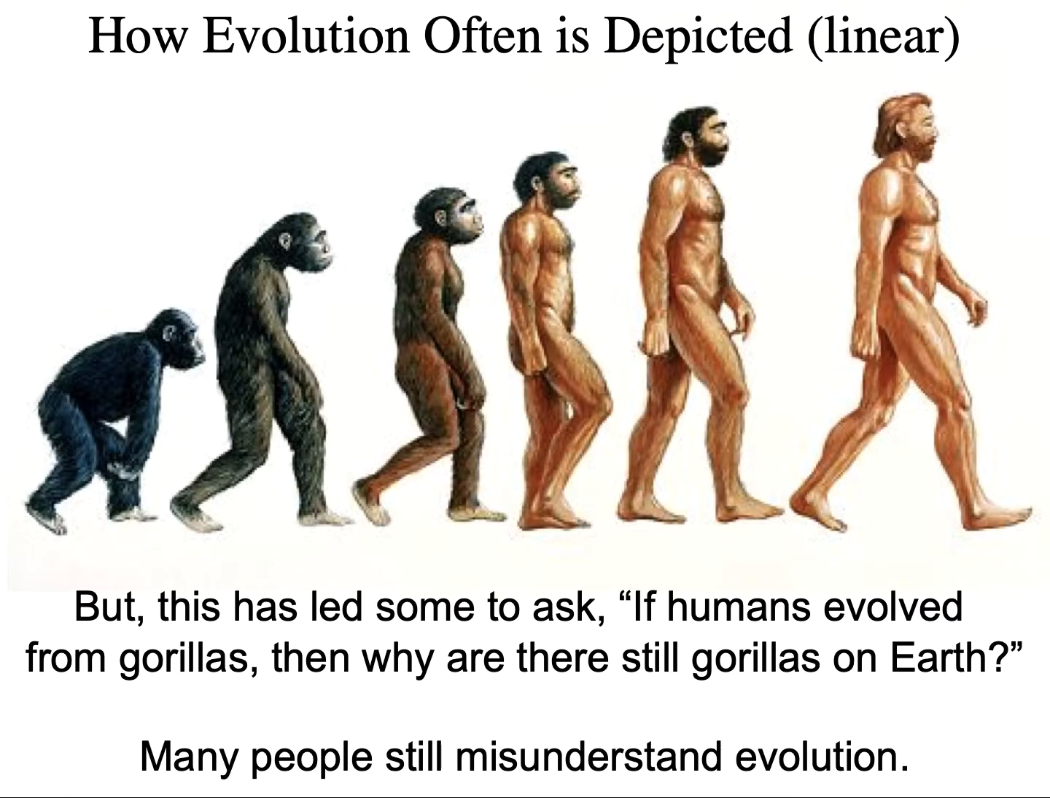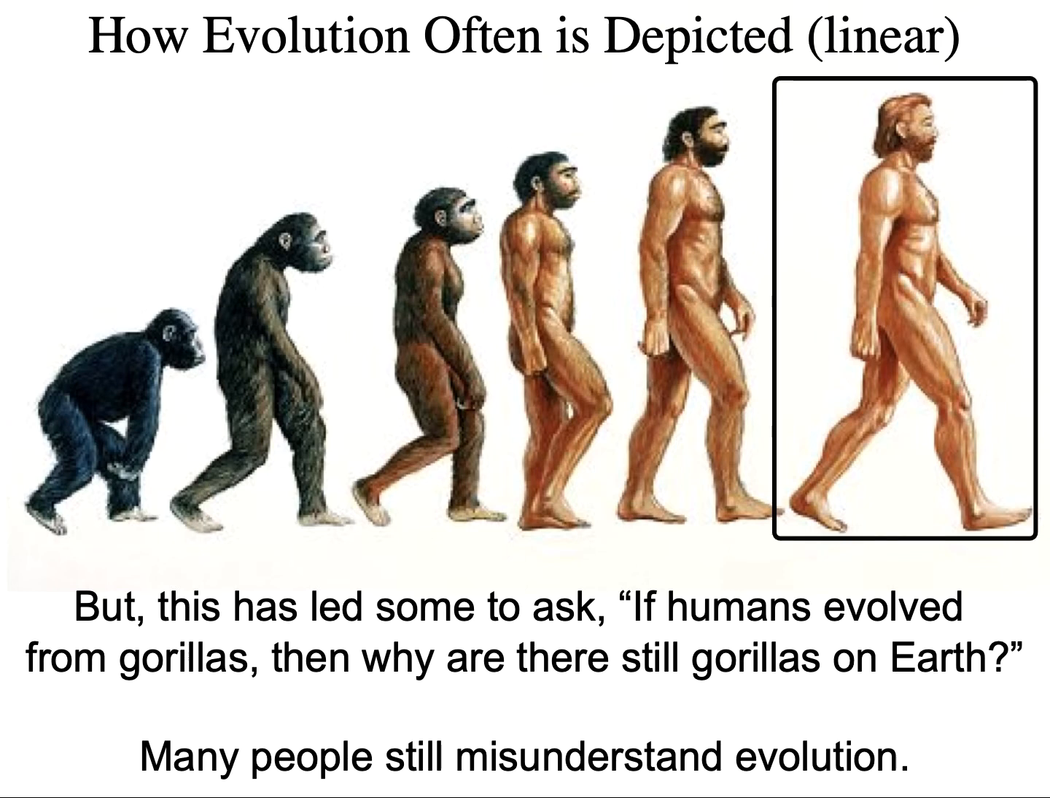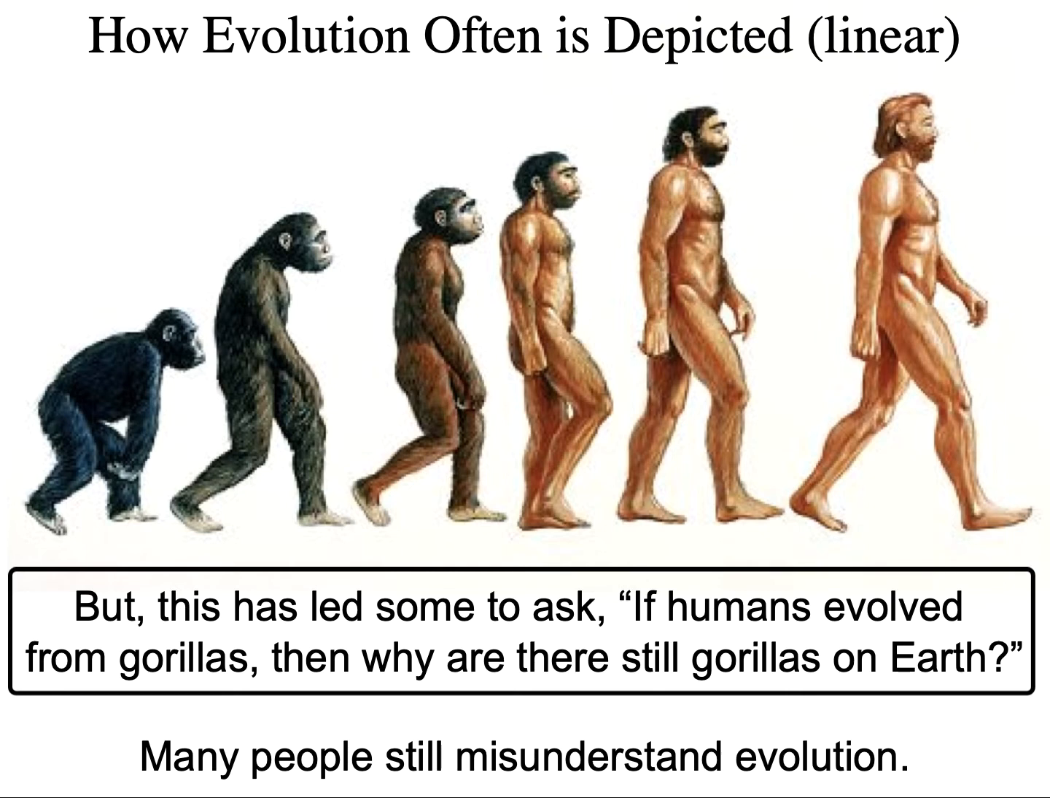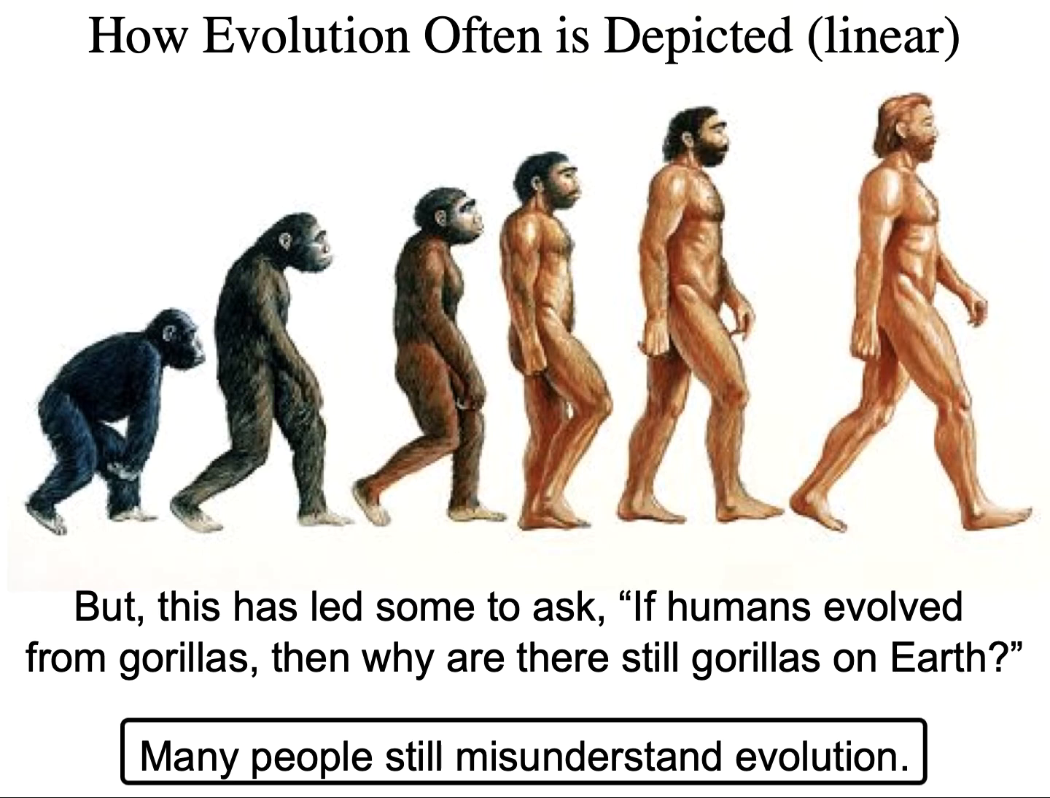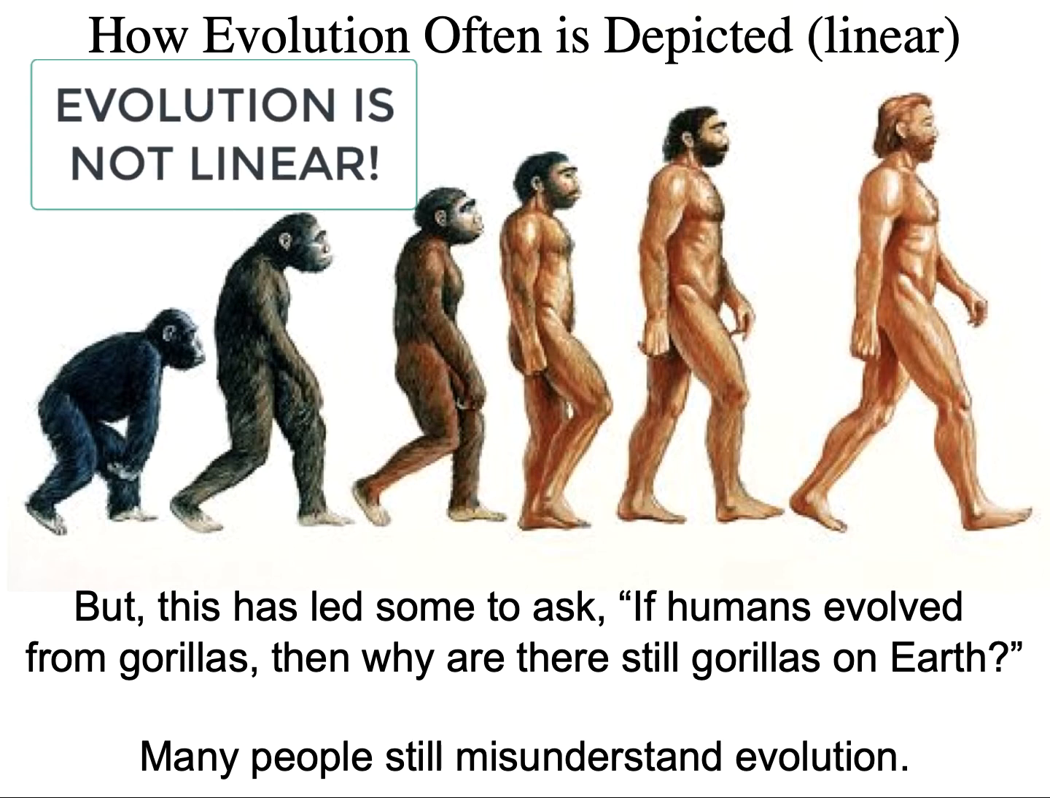In many depictions of evolution, especially evolution of humans, you see this kind of diagram where the chimpanzee is on the left side and the modern humans are on the right side. But this has led to some confusion. Some people have asked, if humans evolved from gorillas, then why are there still gorillas on Earth? It indicates that many people, while they think they have an idea of what evolution is, have a total misunderstanding and misconception about evolution. It is not linear at all.